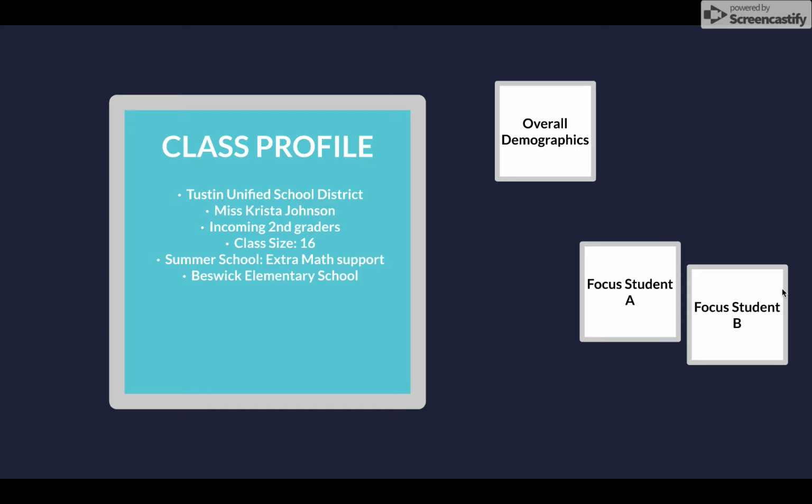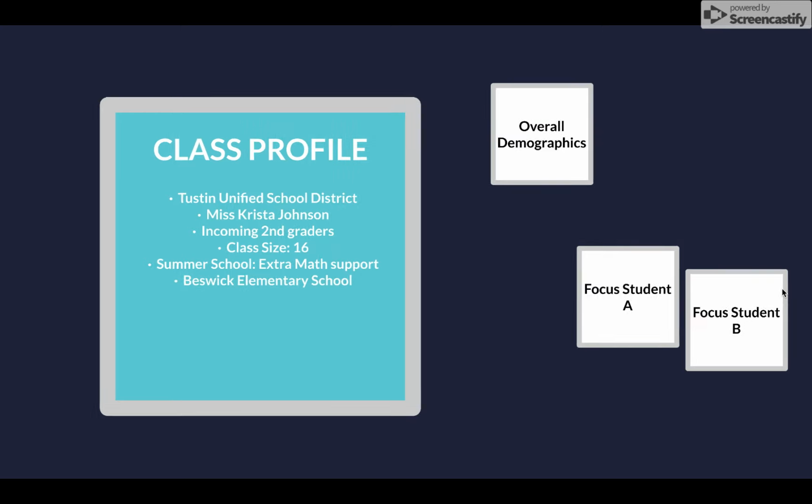So the classroom that we're going to be doing our case study in is in Tustin Unified. It's actually a summer school class for incoming second graders who need a little bit of extra math support. It's going to be hosted at Beswick Elementary School, but it covers the area of different elementary schools. So the class is going to be mixed in terms of what schools the kids go to during the year. And there's 16 kids in the class, and it's taught by Miss Krista Johnson.